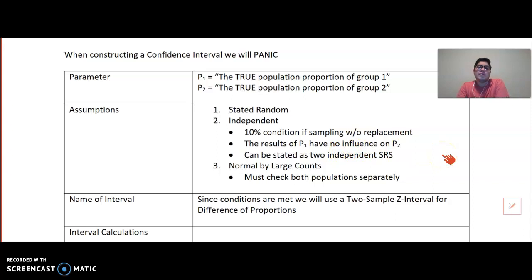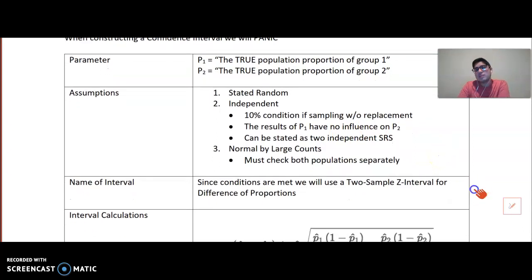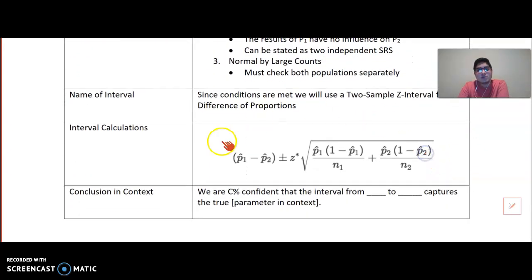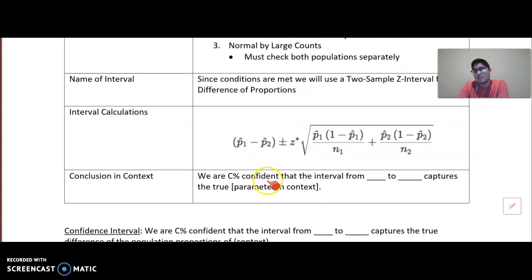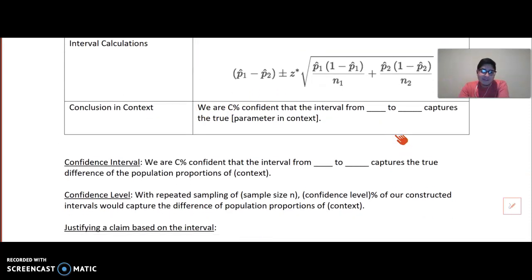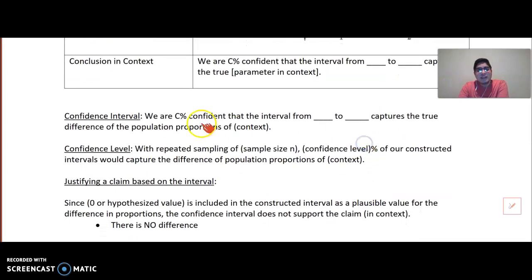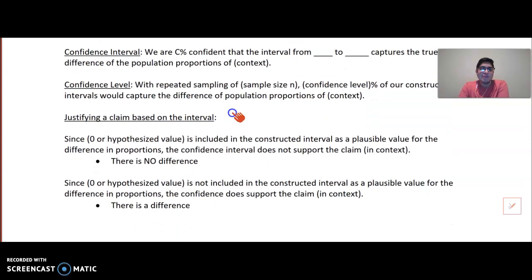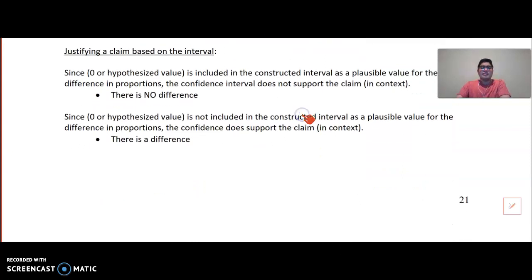If conditions are met, we will use a 2-sample z interval for the difference of proportions, which looks something like this here. We look at the difference, and then we look at their spread or the standard error of the statistic, and then we would be C% confident that the interval captures the true population proportion difference of insert here. So again, here's some interpretations of the interval and the level. And now we are also adding this new layer to it, essentially justifying a claim based on said interval.